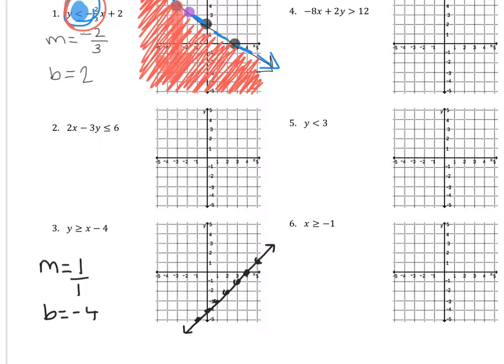So because my inequality symbol is greater than or equal to, since it's greater than, does that mean I'm going to shade above my line or below my line? That means I'm going to shade above my line. So I'm going to pick a point anywhere on my line, right here, and I'm going to draw an up arrow. Notice my arrow's going up, it's not slanting. I drew an up arrow because this symbol is greater than. So because this up arrow is on this side of my line, I'm going to shade all on that side.